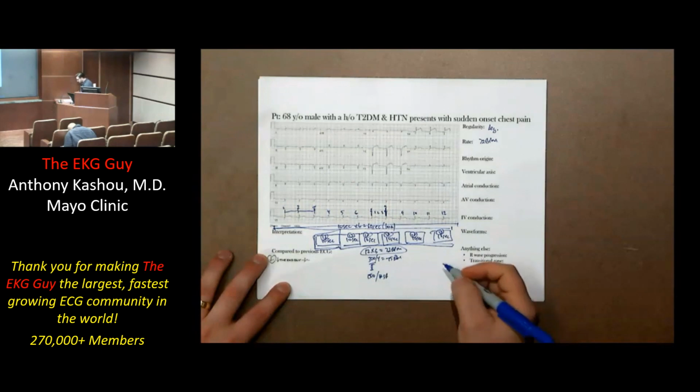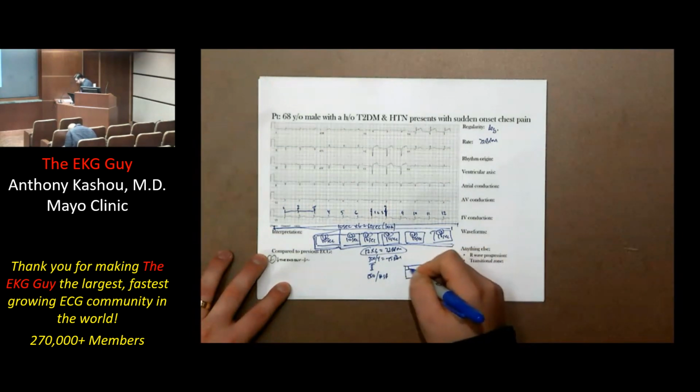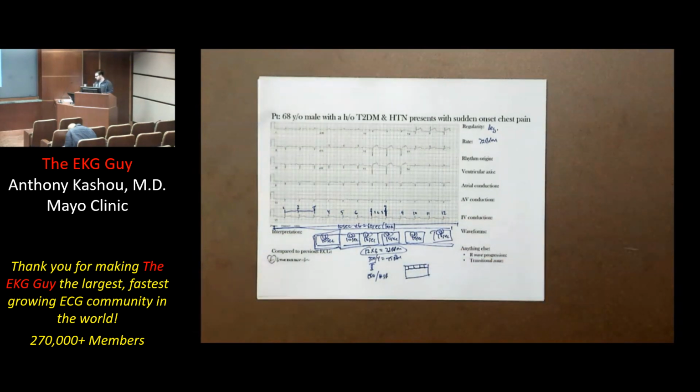And that 1,500 comes from the fact that within one big box, you have 5 small boxes going across. So 300 times 5. Okay, so everyone's good with the rate there?